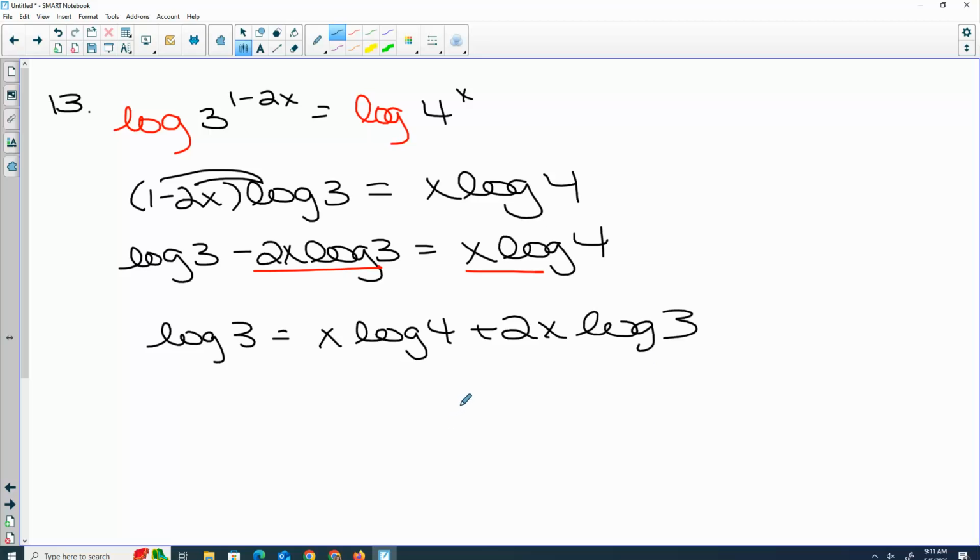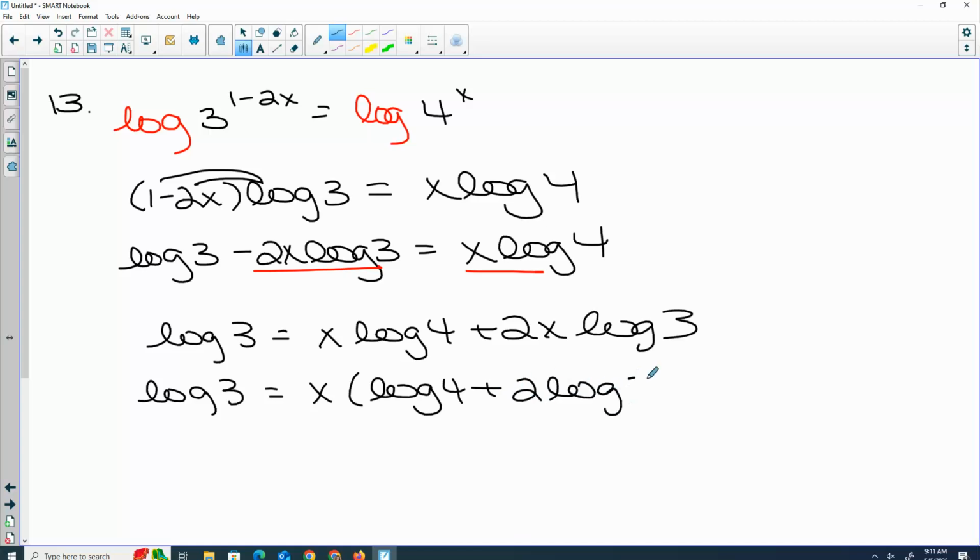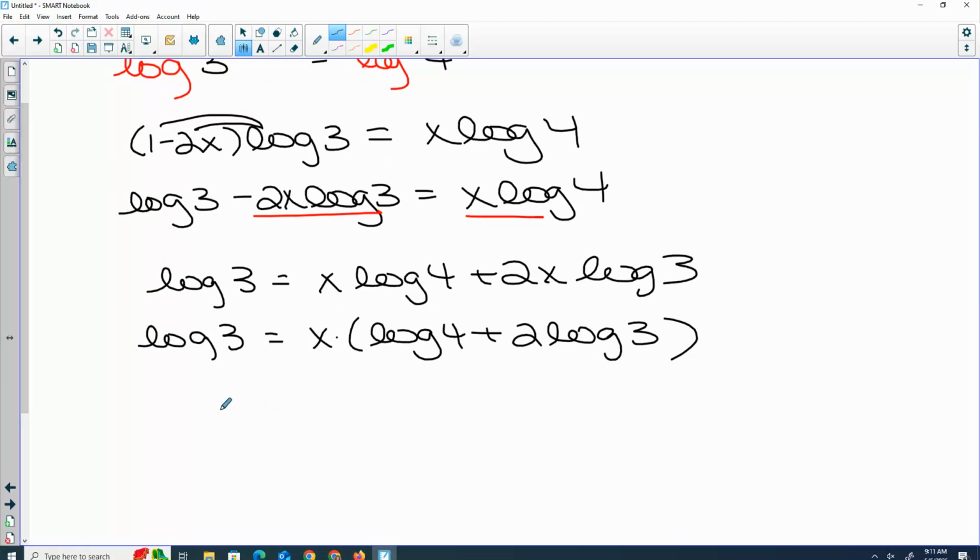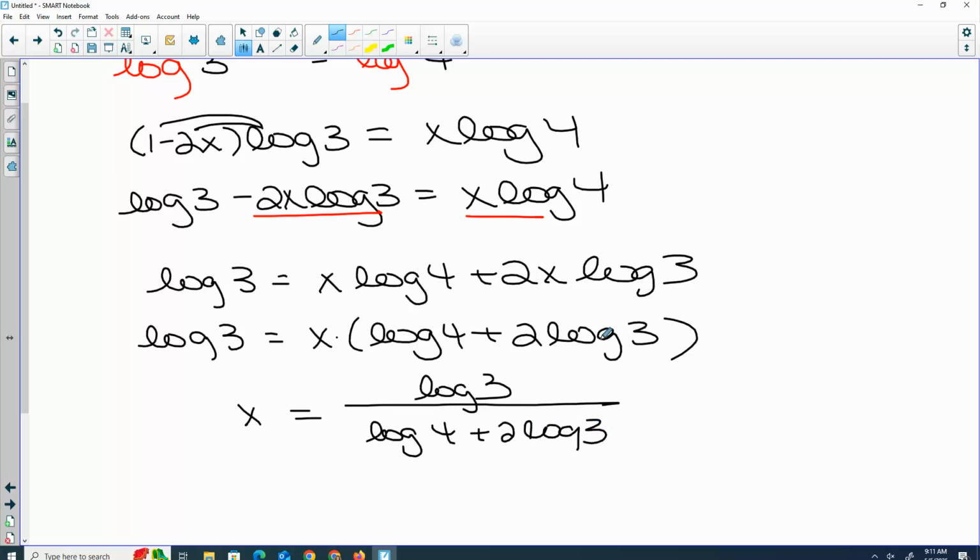Then what can we do? So right now we have x times something. Opposite of multiplying is dividing. So to get x by itself, we divide that whole thing over. So we have log 3 over log 4 plus 2 log 3. And we talked a lot about when you put these in the calculator, it always opens up parentheses, so you need to make sure you close it. You either need to make sure you're viewing it as a fraction or add a second set of parentheses around the whole denominator because it's more than one term.